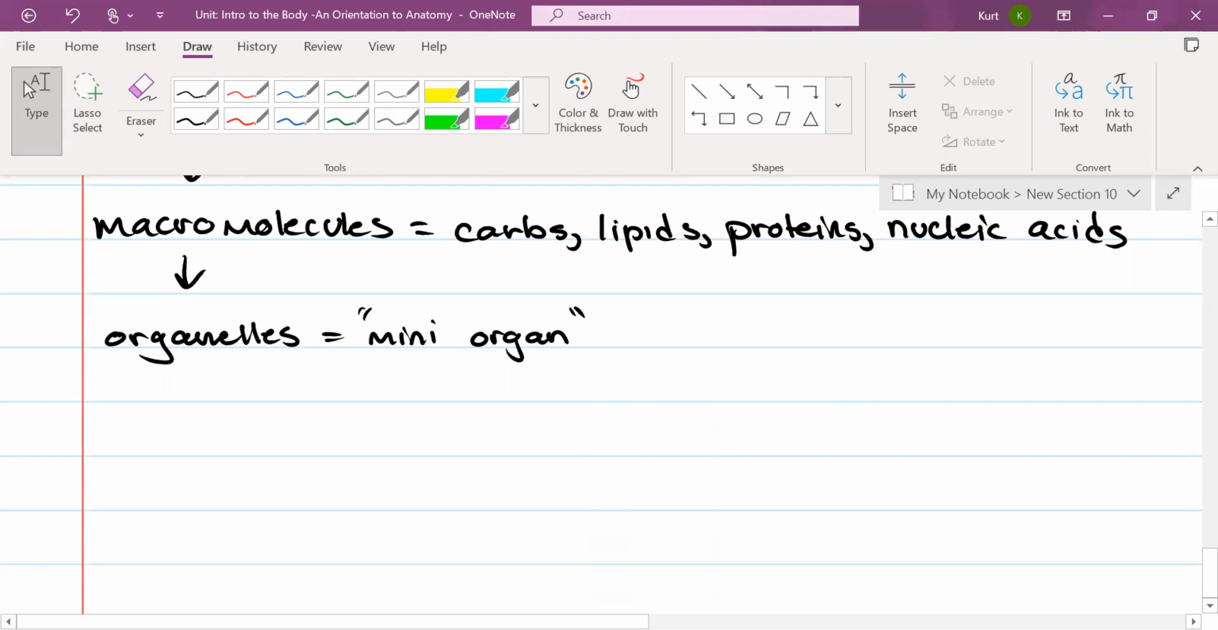Organelles all work together to keep what functioning? To keep what alive? Cells. Cells are the smallest unit of life.